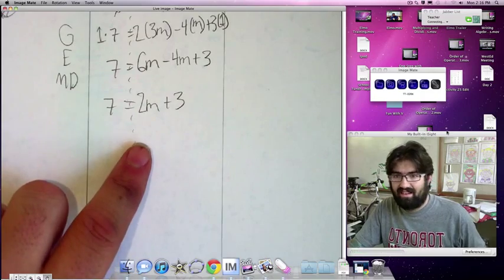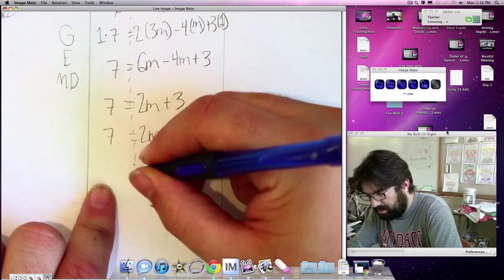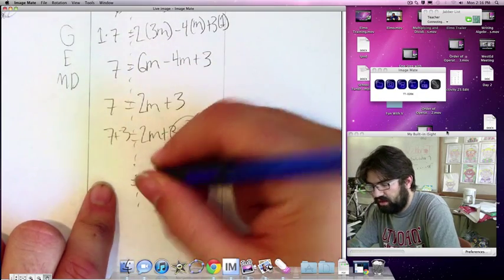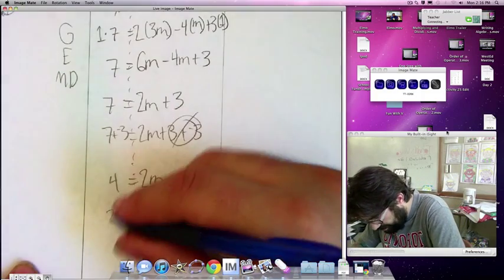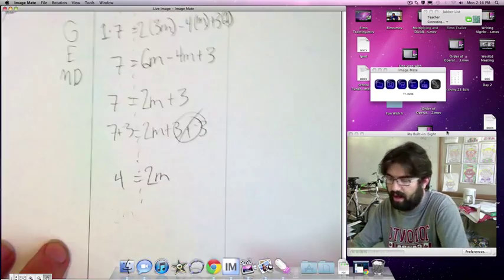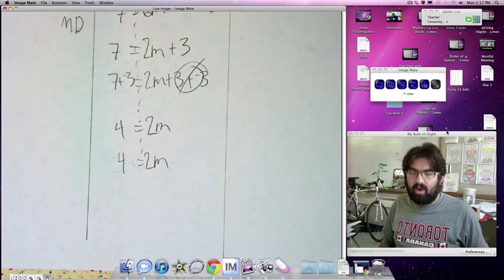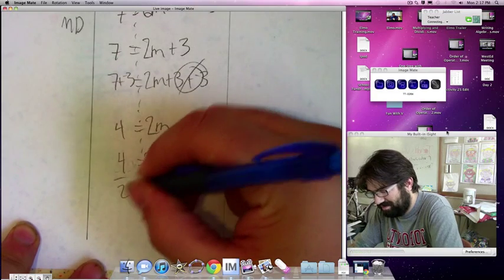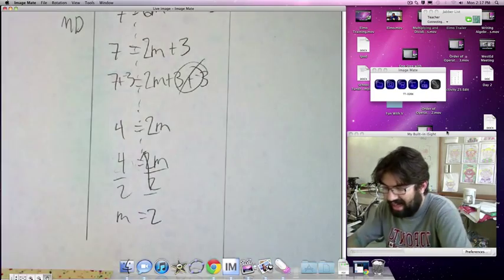This is it. I'm going to rewrite. Opposite of positive 3 is negative 3. This is a 0 pair. 7 plus negative 3 is 4. I'm going to rewrite. Oh, I automatically jumped it. Did you see what I did? I always do that. For me, that's what I would do, but for you guys, we'll do it. We'll wait. The inverse of multiplying is dividing by 2. So m equals 2. I think that's the answer.